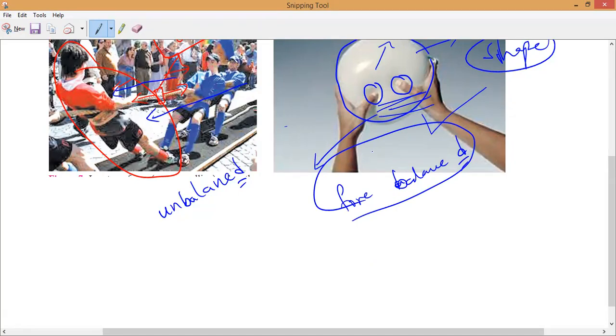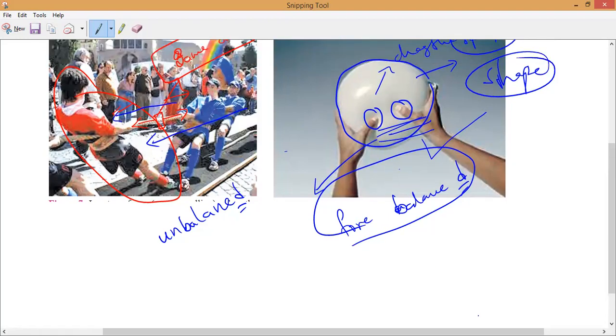But if you see, unbalanced forces might change the shape of the object, but balanced forces will never create motion in a body. Do you understand, everyone? Balanced forces will never create motion in our body. That is what. So you have to understand what unbalanced forces are. Is it okay, guys?